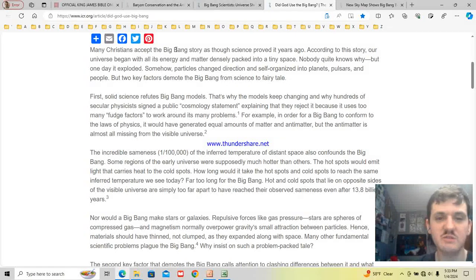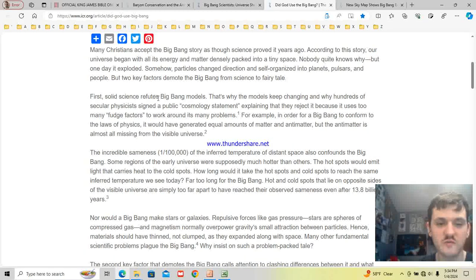So many Christians accept the Big Bang story as though science proved it years ago. According to the story, our universe began with all of its energy and matter packed into a tiny space. Nobody quite knows why, but when it exploded somehow, particles changed direction and self-organized into planets, pulsars, and people. Two factors demote the Big Bang from science to a fairy tale.